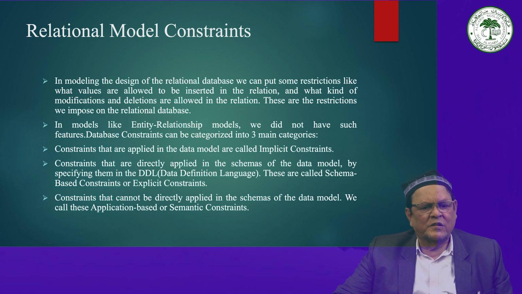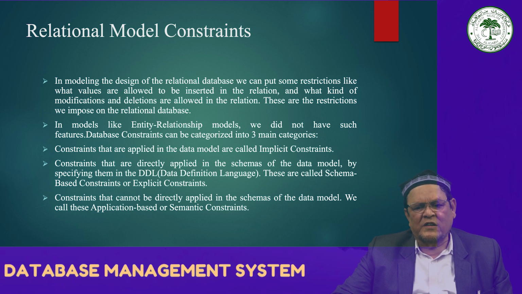So the very first, constraints that are applied in the data model are called implicit constraints. Constraints that are directly applied in the schema of the data model by specifying them in the data definition language are called schema-based constraints or explicit constraints. Constraints that cannot be directly applied in the schema of the data model, we call application-based or semantic constraints.